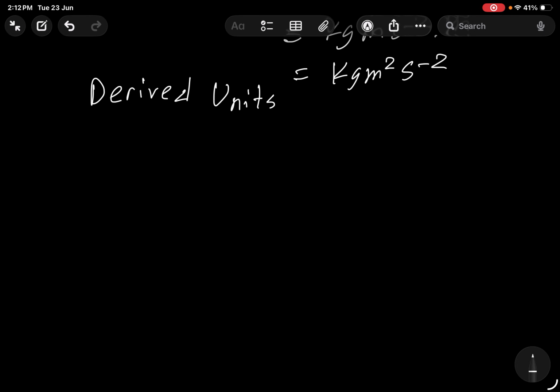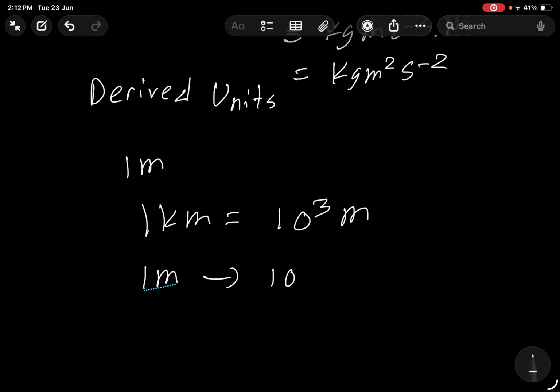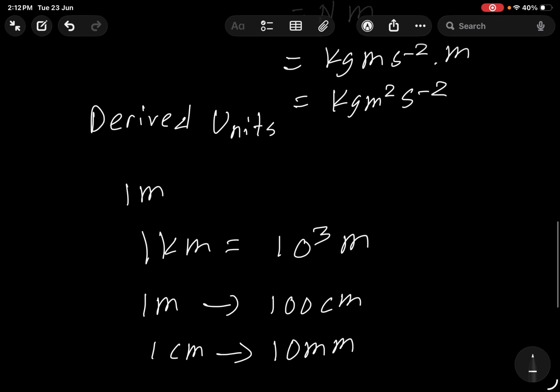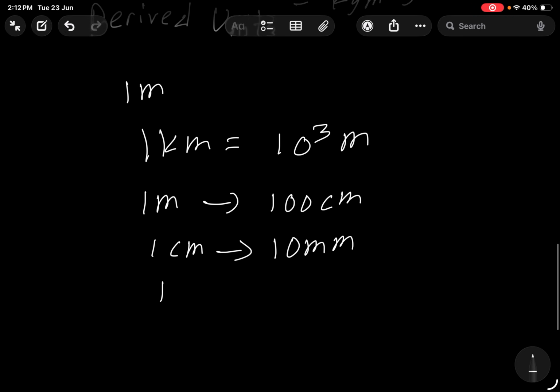Now let's use 1 meter. So you have 1 kilometer, that is 10 to the power 3 meter. Then 1 meter equal to 100 centimeter, and 1 centimeter is 10 millimeter. So these are the basic ones that you need. Sometimes you need the deci, and 10 centimeter is 1 deci, but you don't need that much, so we'll just block it.